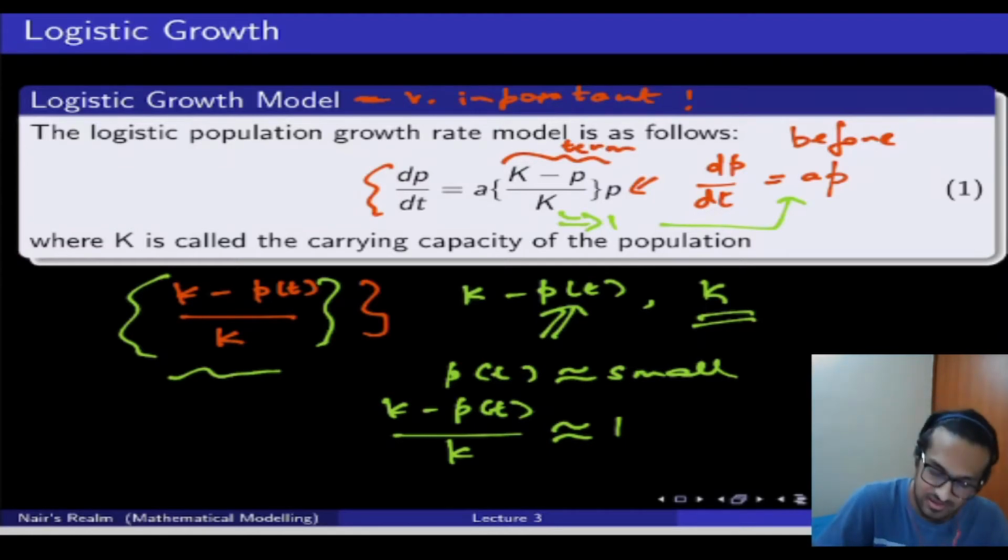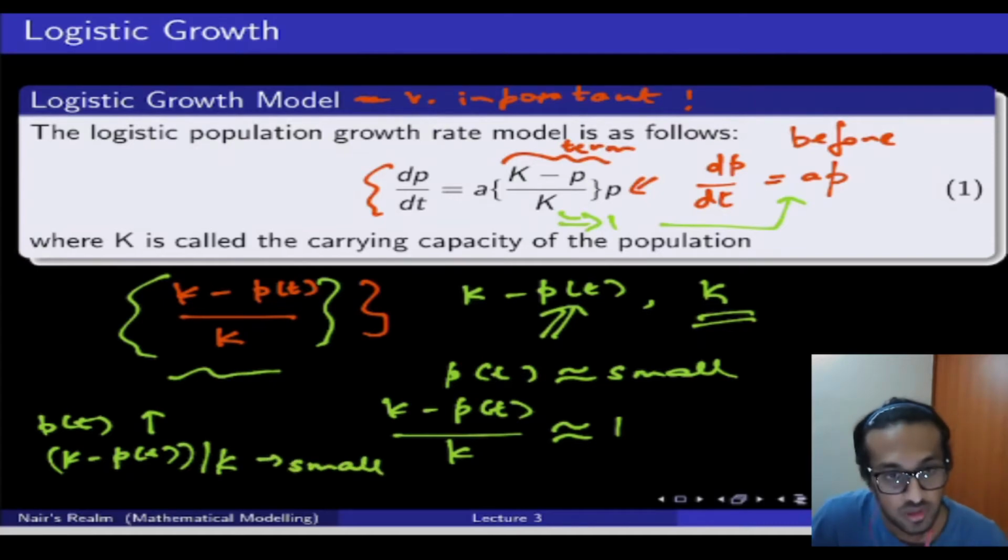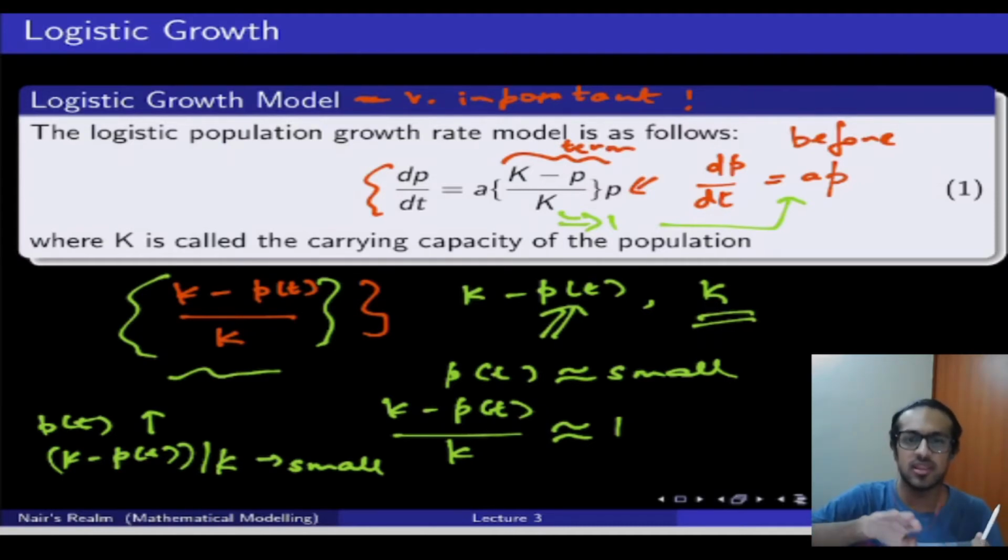And if you see, as P of t increases, (K minus P of t) divided by K actually becomes small. So that means the growth rate, which was just A before, now becomes A into a small number. So it's less than A. So it won't grow at an exponential rate. It will grow and then stagnate.